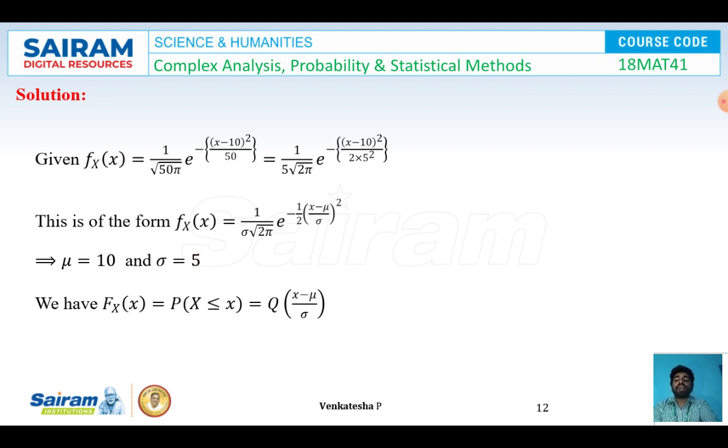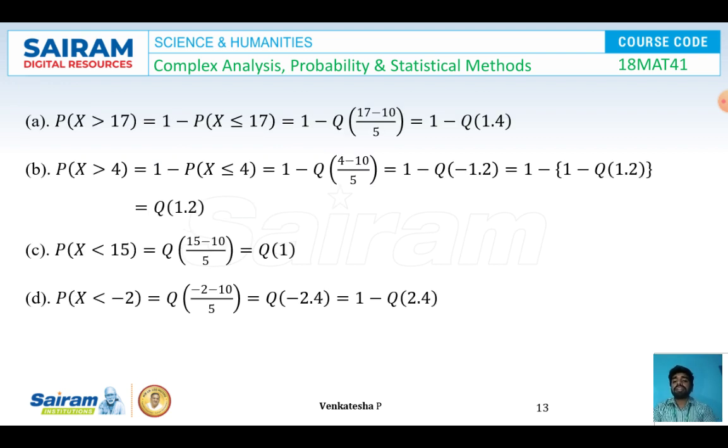So now take the CDF equation of the normal distribution. It is given by F_X of x is equal to P of X less than or equal to x. It is given by Q of x minus mu by sigma. So now in this expression, I am going to replace mu equal to 10 and sigma equal to 5. I will be getting Q of x minus 10 by 5. So now we'll start finding one by one. The first thing I'm going to find is the value of P of x is greater than 17.